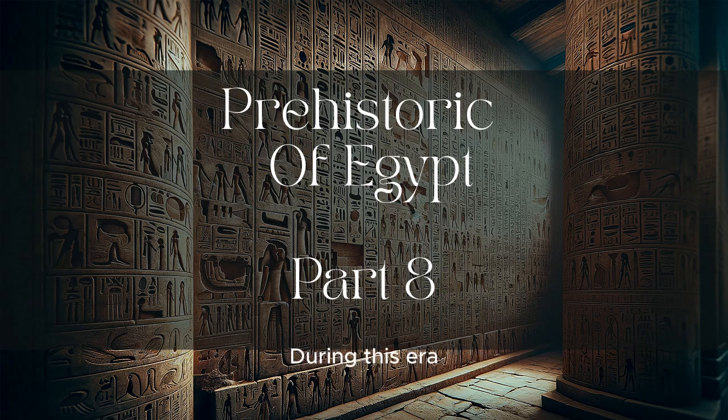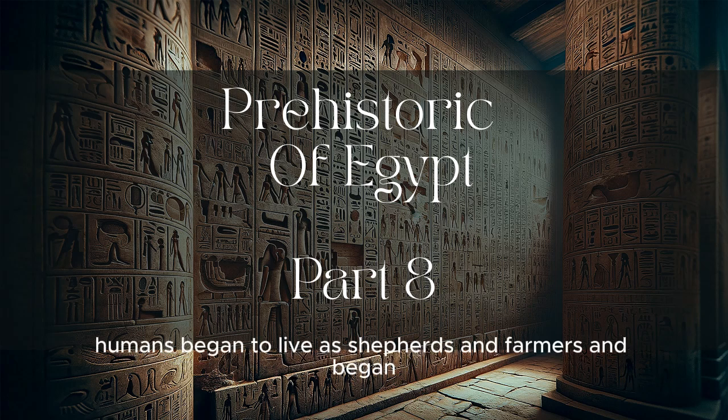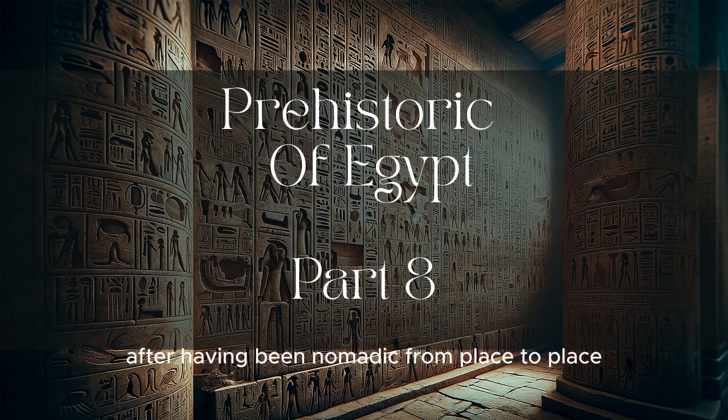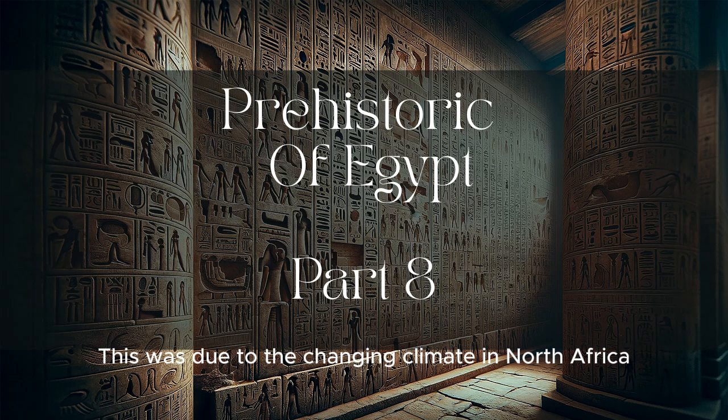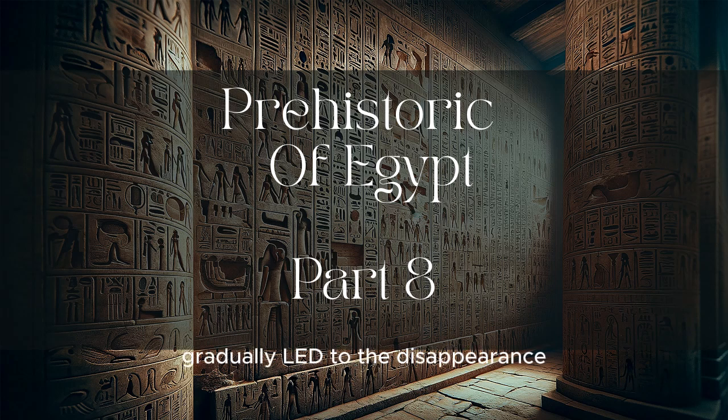During this era, humans began to live as shepherds and farmers, and began to inhabit villages after having been nomadic from place to place. This was due to the changing climate in North Africa. This successive drought in these regions, due to the lack of rainfall, gradually led to the disappearance of plants and trees that used to grow on the vast plateaus. Hunting areas also became scarce.